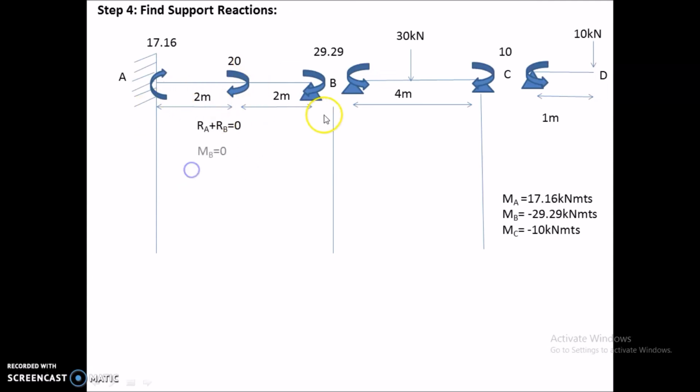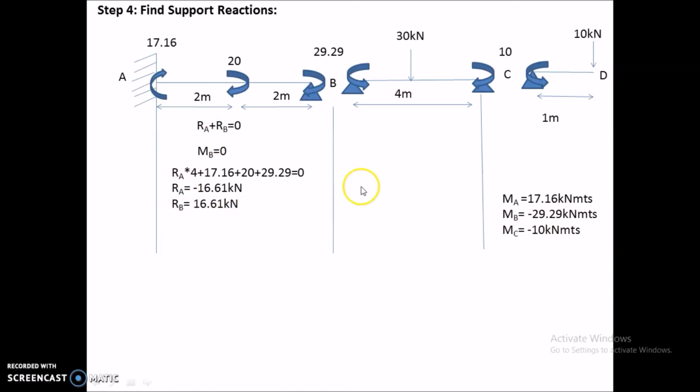And now coming to moment, I am considering the moment at point B as 0. The forces which contribute to this moment are RA into 4, and since it is a left side clockwise moment, it will be positive. The moments and couples which contribute are 17.16, 20 and 29.29, all left side clockwise moments, so all are positive. So RA into 4 plus 17.16 plus 20 plus 29.29 is equal to 0, and by solving this we get RA value as minus 16.61 kilonewtons, and by substituting this RA value in this equation we get RB value as 16.61 kilonewtons.